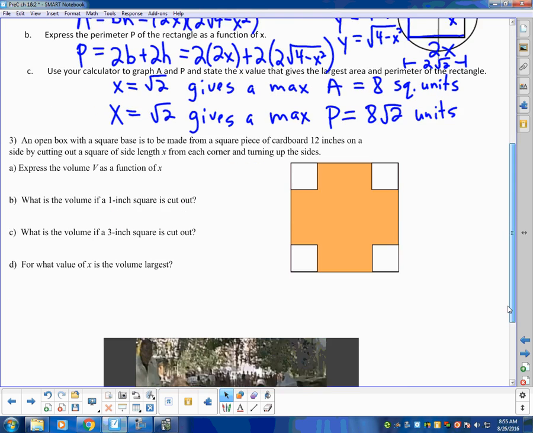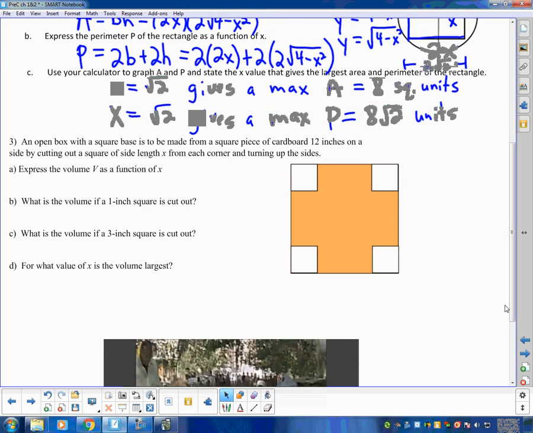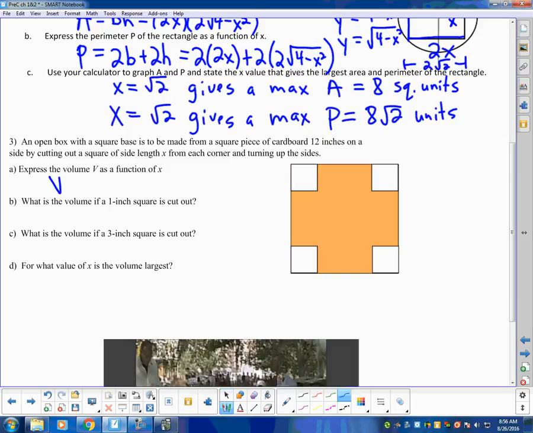Okay, last one on here: the open box with a square base is to be made from a square piece of cardboard, 12 inches on the side. And as I said before, you're going to create this box by cutting out these squares on the sides and folding the box up. So you'll throw out those white pieces, fold it up, and create a box without a lid on it. So it says express the volume V as a function of x. Now, volume is length times width times height. It has 3 dimensions for a rectangular prism. So we've got to find the 3 dimensions, all in terms of one variable x.